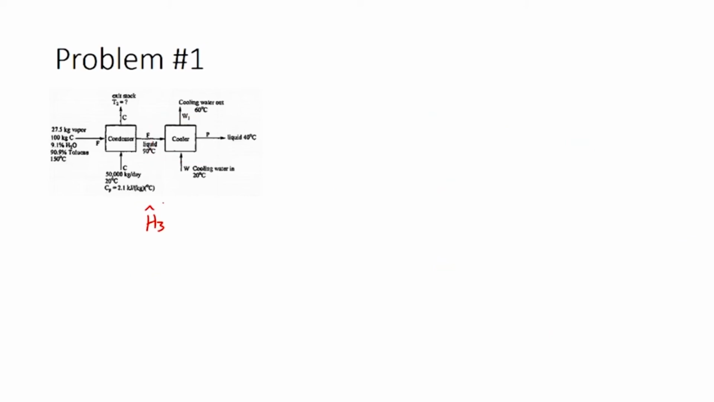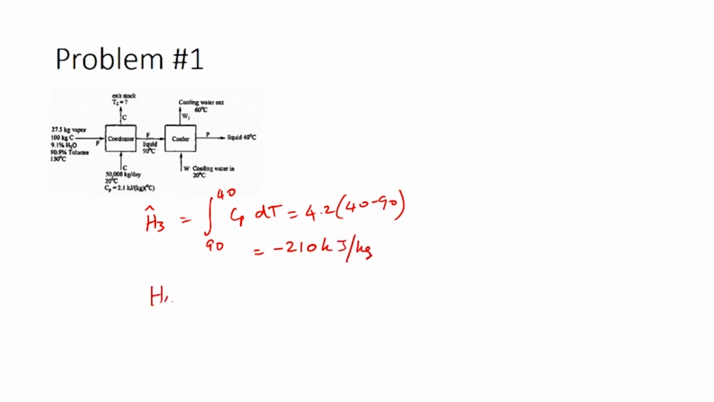So, H3 cap is for the process where water at reference state of 90 degrees Celsius in liquid is being cooled to the water liquid which is leaving through the product stream P which is at 40 degrees Celsius. So, the process is integral 90 to 40 Cp of water dt. So, you have a cooling from 90 degrees which is the reference state to 40 which is the exit condition for water. So, this would be 4.2 times 40 minus 90 giving you a value for H3 as minus 210 kilojoules per kilogram.